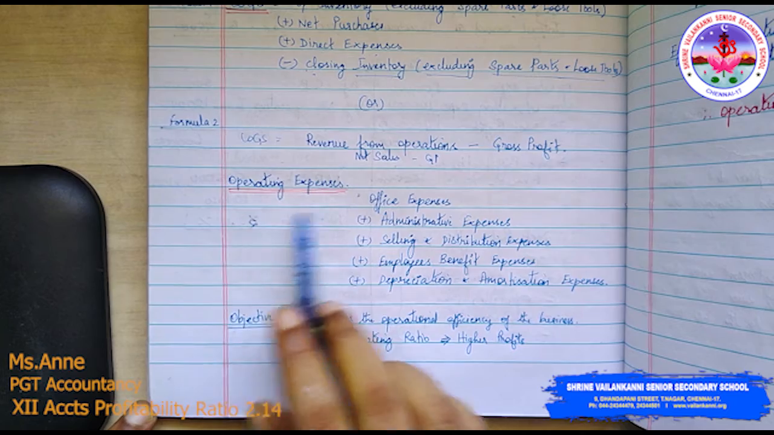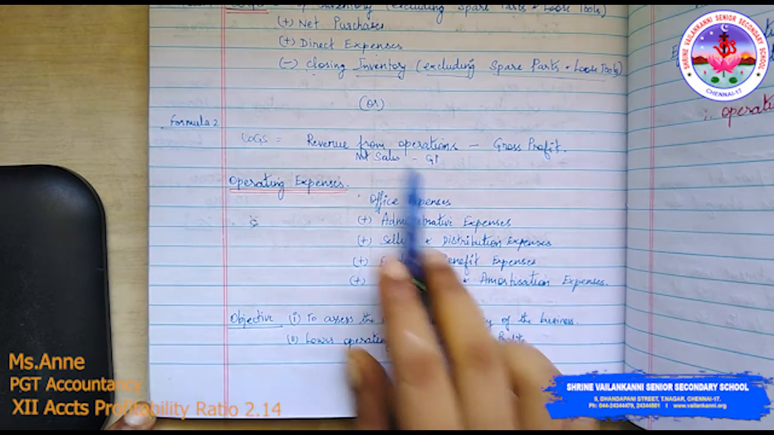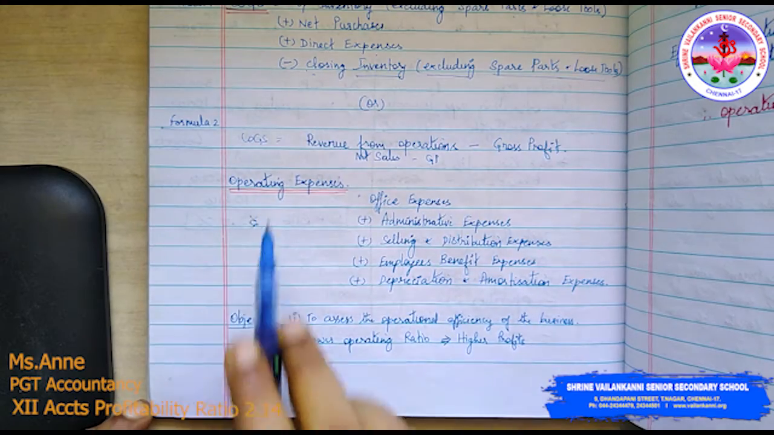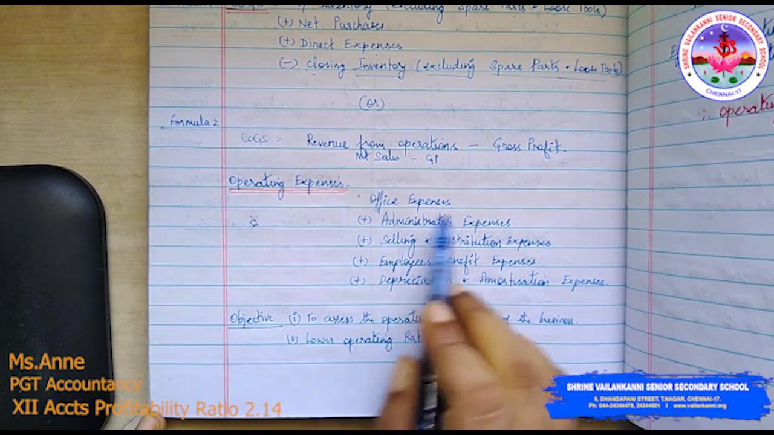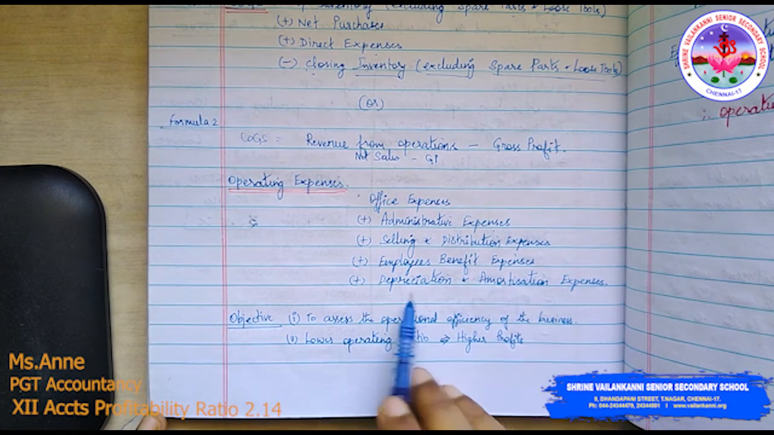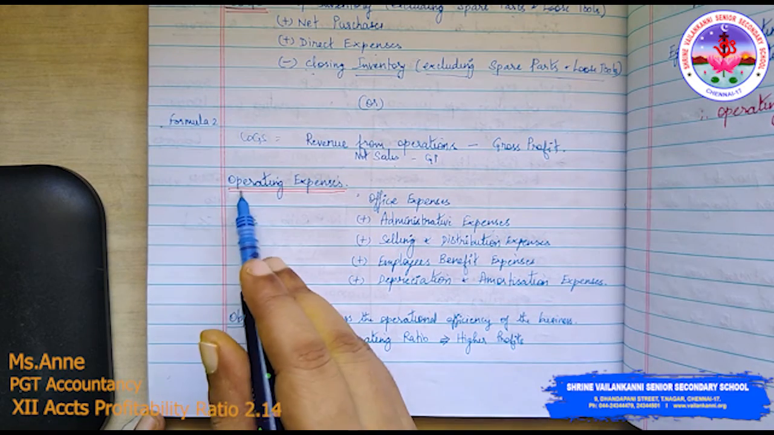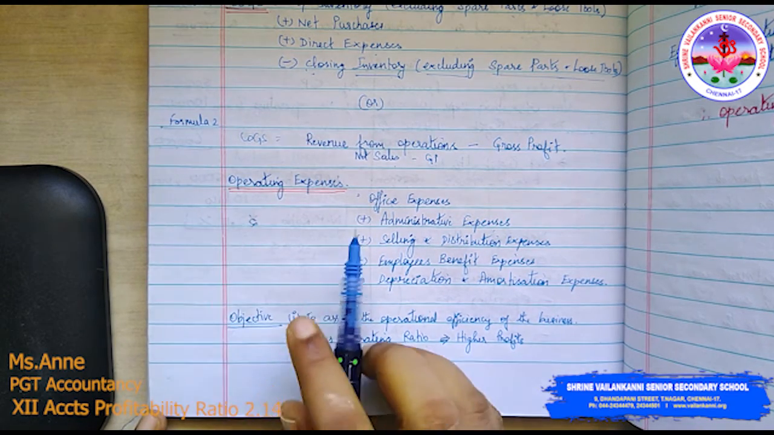Now what are operating expenses? Operating expenses are expenses incurred for the operation of the undertaking. Whatever they are, office expenses, administrative expenses, selling and distribution expenses, employee benefit expenses, depreciation and amortization expenses, all these are collectively called operating expenses.